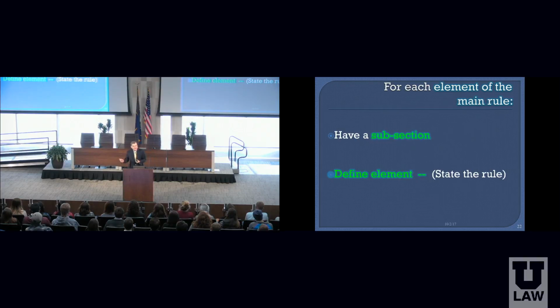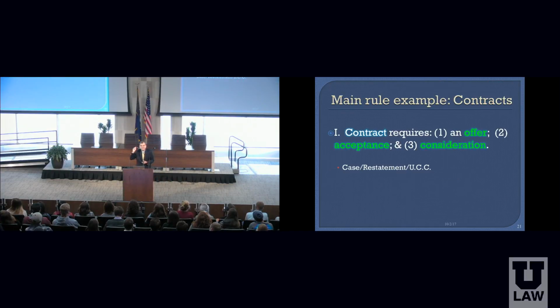All right, and then next you're going to have a subsection that defines each and every element within the main rule. So how many subsections will you have for that rule? 3? Good. Why? Because you have 3 elements. You're going to have to define each and every one of those elements independently so you can develop each one in a separate IRAC later.